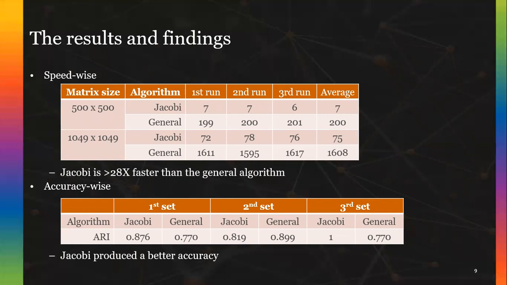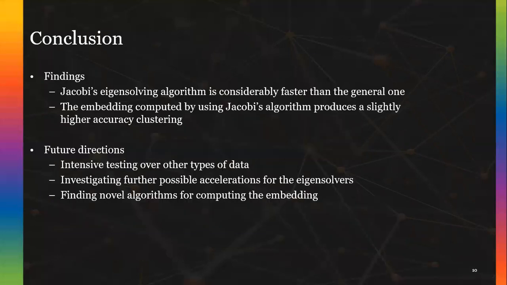Accuracy-wise, the results were also in favor of Jacobi's algorithm, where the clusterings scored a slightly higher adjusted rand index for 2 out of the 3 experiments, as illustrated in the following table. Therefore, we can conclude that the use of an implementation of Jacobi's algorithm is potentially more adapted for computing the spectrum for spectral clustering.